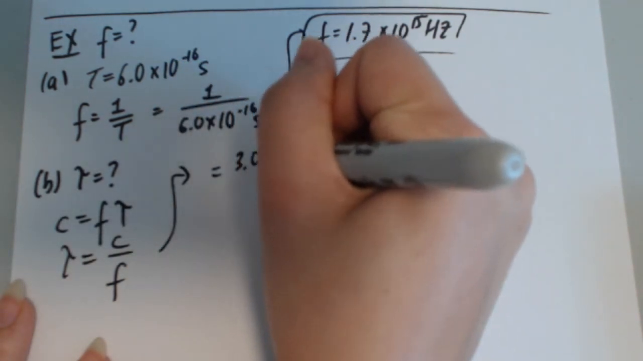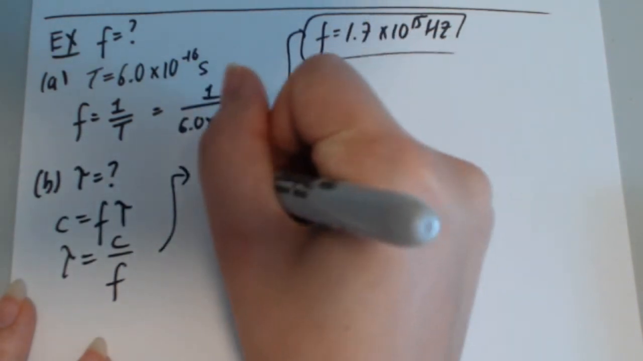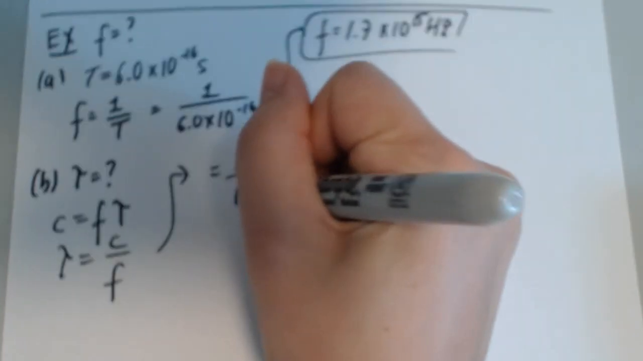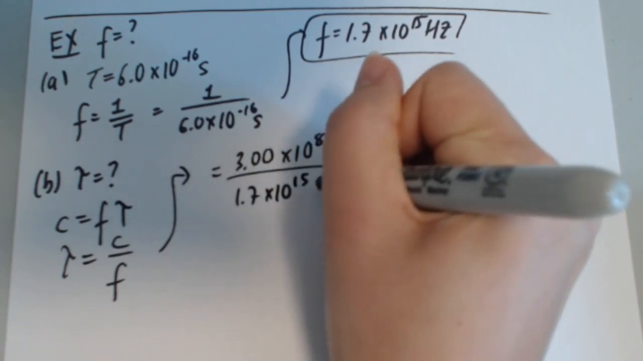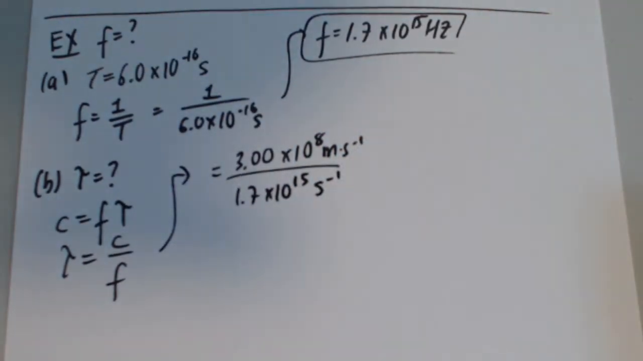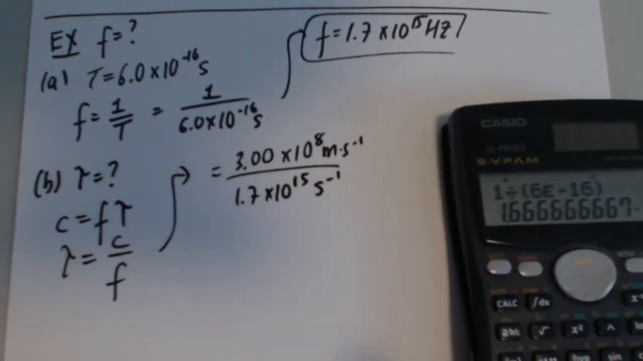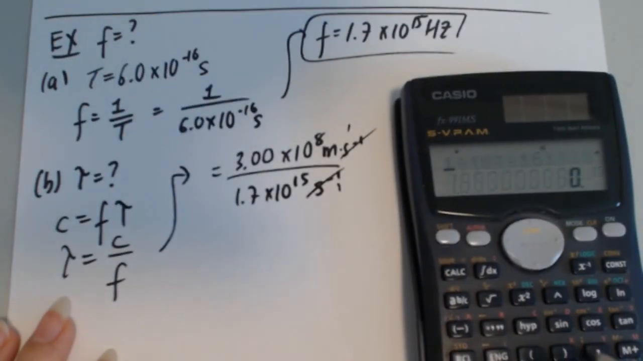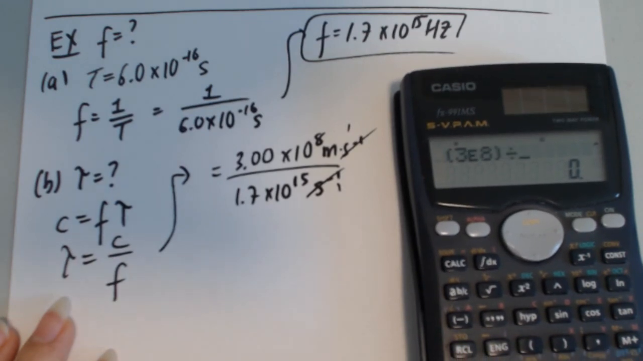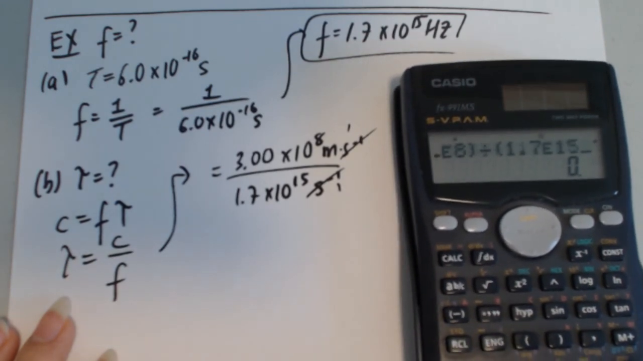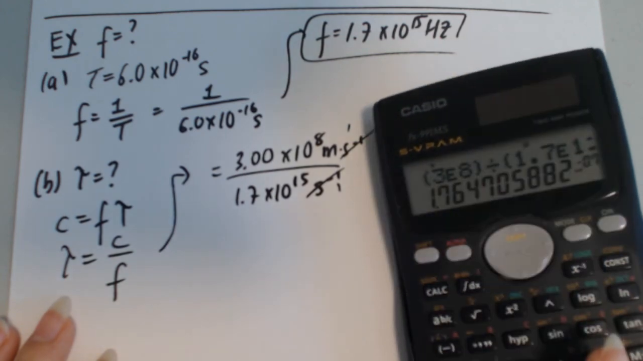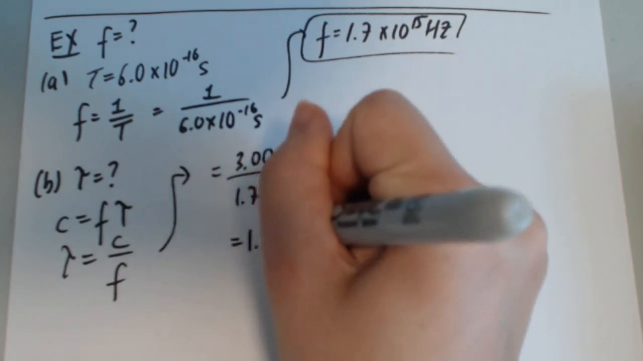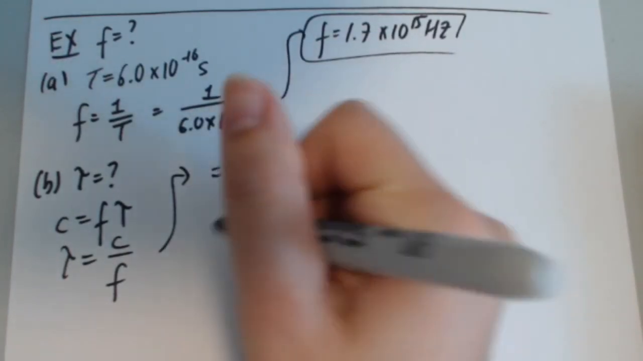So that's 3.00 times 10 to the 8 meters per second, divided by 1.7 times 10 to the 15, also seconds to the minus 1, since that's hertz. Okay, so these two units cancel, and we're left with meters, which is what we want. So 3 times 10 to the 8 divided by 1.7 times 10 to the 15 is 1.8 times 10 to the minus 7. And that's meters.